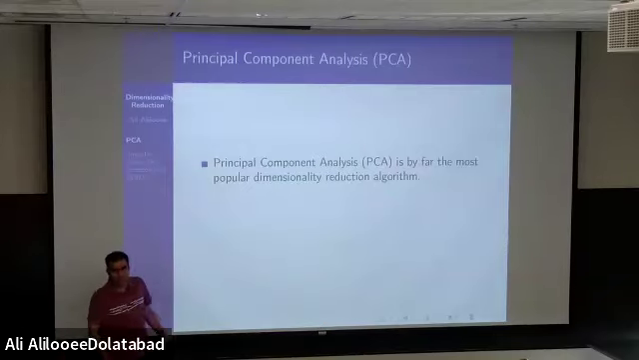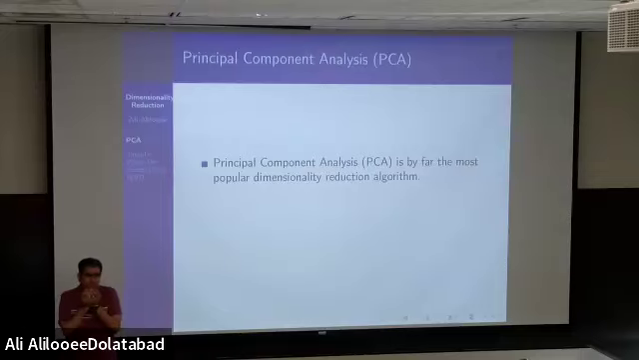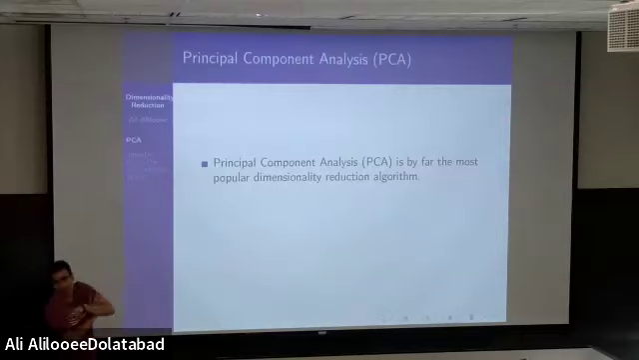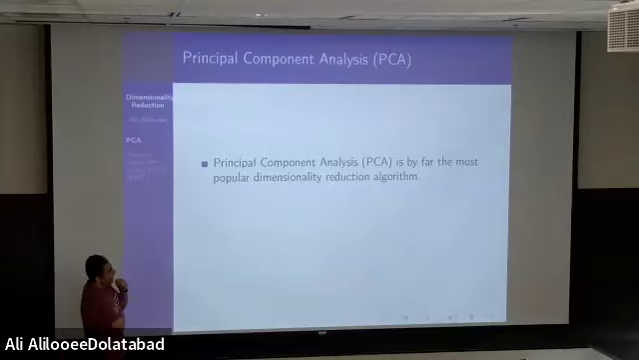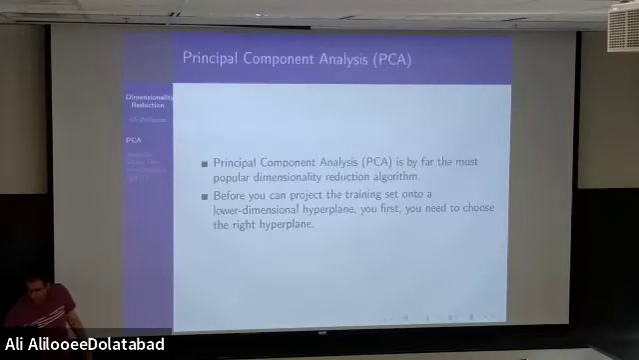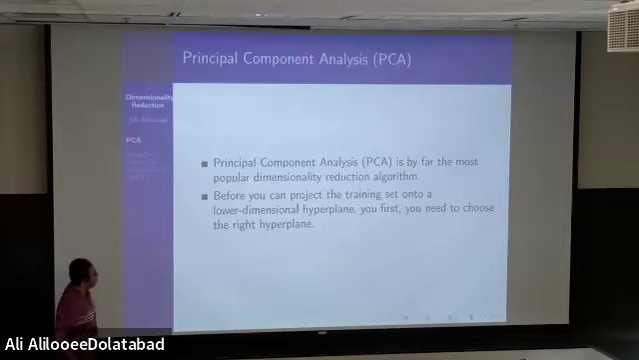PCA is a technique, because the most important question which should be answered is how Z1 and Z2 can be found. PCA is a technique to tell us how Z1 and Z2 can be found. PCA is an abbreviation for principal component analysis, and is by far the most popular dimensionality reduction algorithm. It's used very often in machine learning, and we have more techniques, but PCA is very popular. So before you can project the data set onto a lower dimensional hyperplane, you first need to choose the right hyperplane.